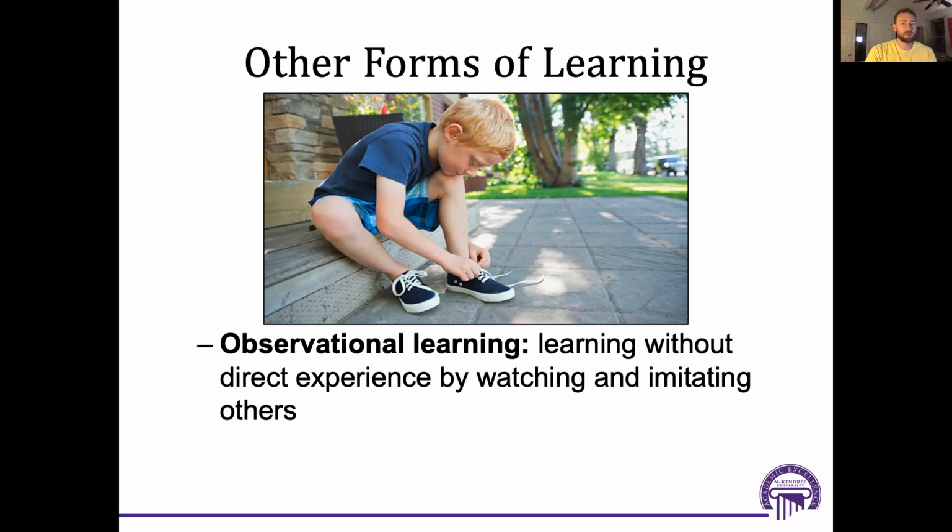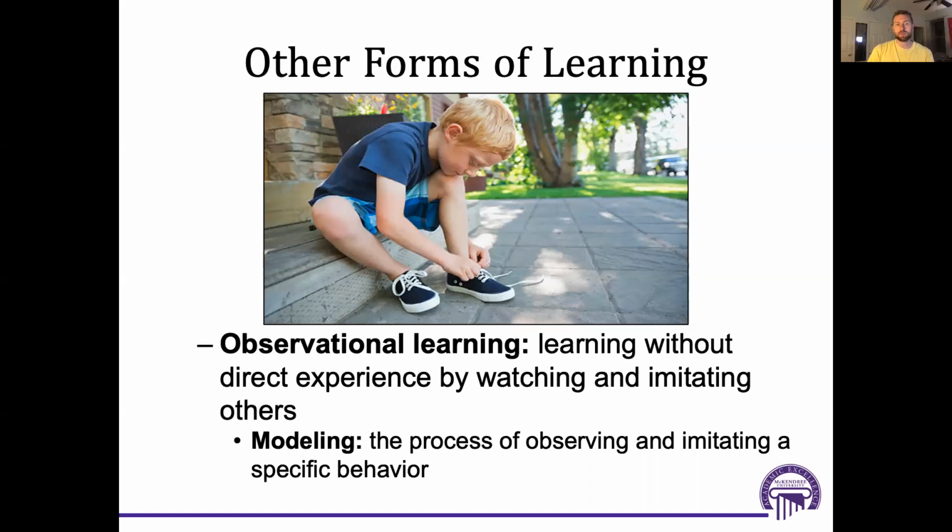Related to observational learning, there is this term known as modeling. This is basically the process of observing and imitating a specific behavior. This is how we specifically engage in observational learning, right? A child in this case would be modeling after their parent if they were teaching them how to tie their shoes.